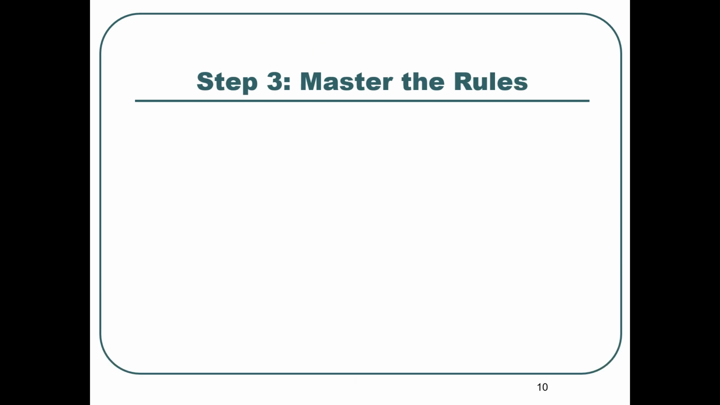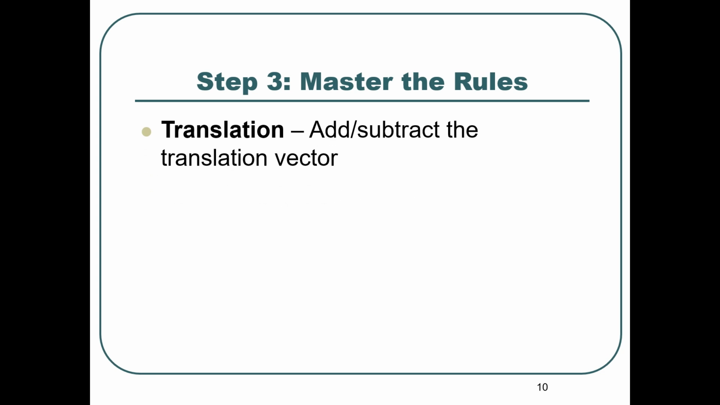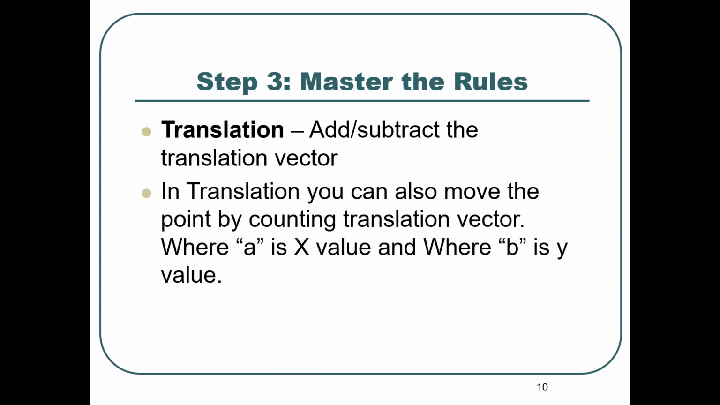Step 3. Master the rule of each transformation. Translation: if they give you the vector for translation, you have to add the translation vector to it. And if it is negative, you have to subtract. Then you plot your point, or you can move on the graph based on it. You can also move the point by counting the translation vector, where A is the x value and B is the y value. It always comes x and y, but in this case, I just put A and B.